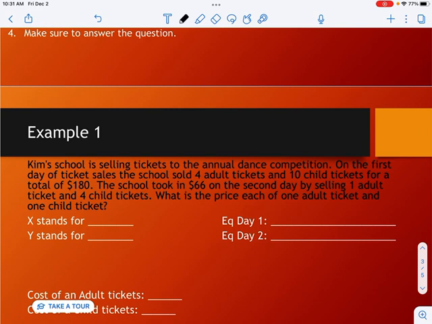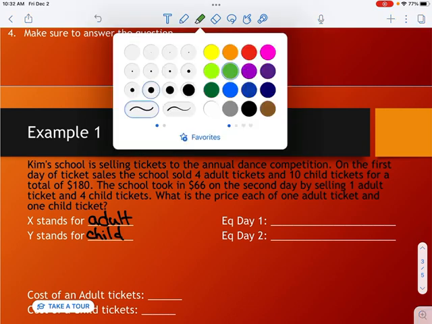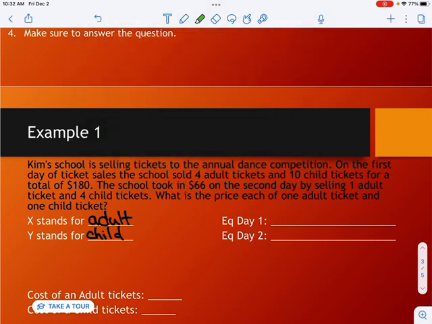So the first thing we need to decide is, what are we looking for? I'm going to let X stand for the adult ticket and Y stand for the child ticket. Now we need to come up with our equations. I'm going to go through and highlight. On the first day of ticket sales, we have 4 adult tickets, we have 10 child, and we make 180.